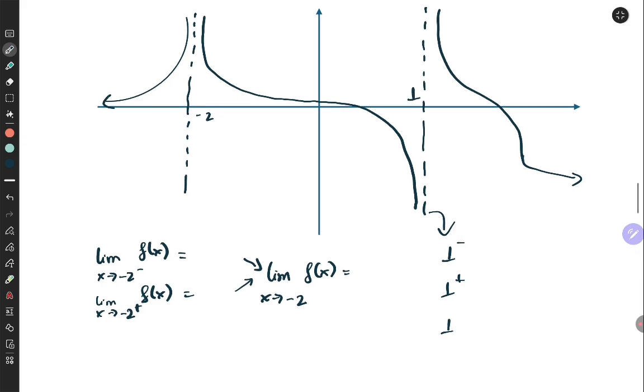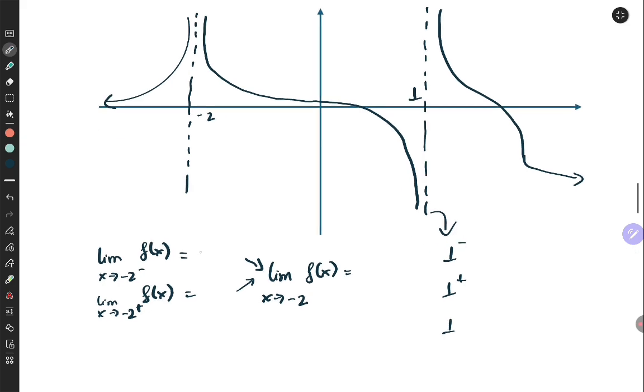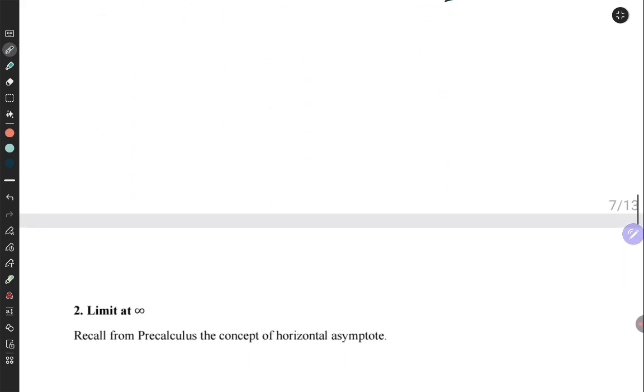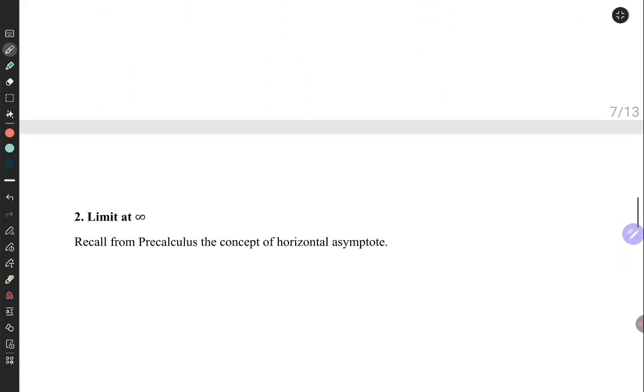Okay, so that is for the left. For negative 2, what do you have? Positive infinity, infinity, infinity. Therefore, left and right, you approach infinity. Negative 1, positive 1, you can try that. So that's the limit, the limit that goes to infinity.